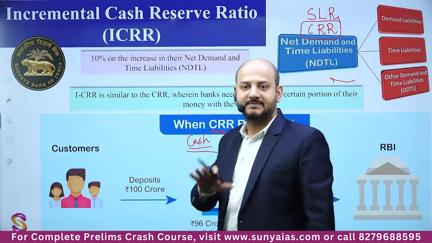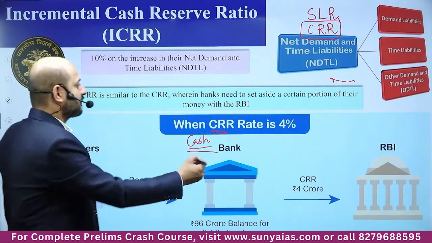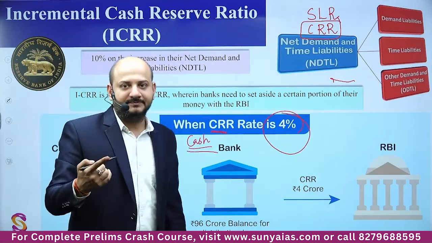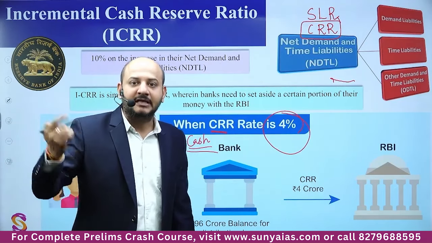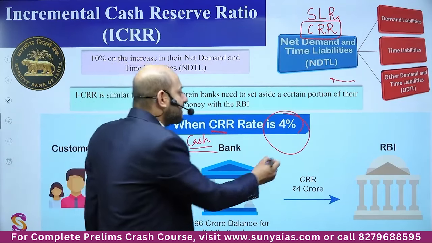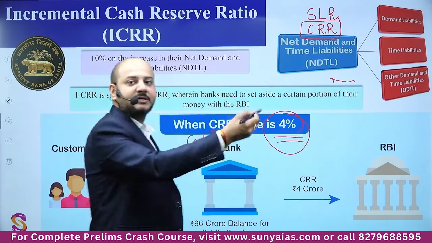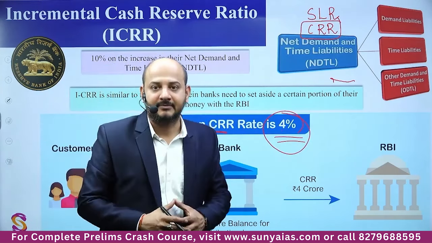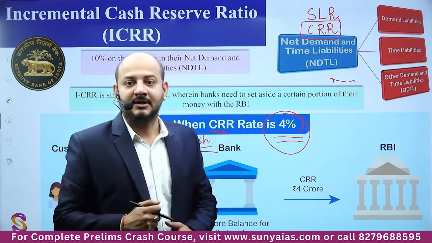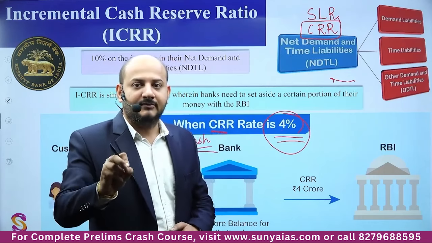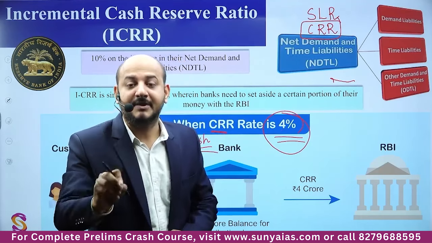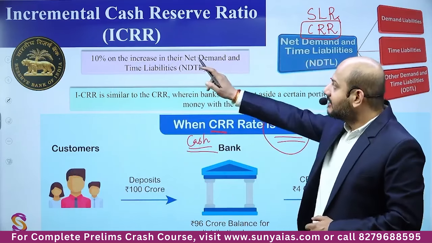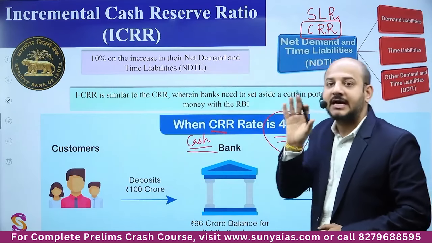Moreover, CRR is basically fixed at 4%. It is 4% fixed. If CRR is increased more, because CRR is a perennial tool, permanent tool. So if you increase the CRR from 4% to 6% or 7%, then what will happen? Banks will have less liquidity all the time. Therefore, economy cannot grow faster. Therefore, a different tool with the RBI as a temporary measure, mind it is a temporary measure, is ICRR, incremental cash reserve ratio. You need to understand the principle behind it.